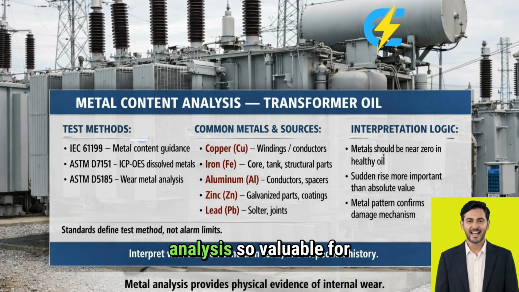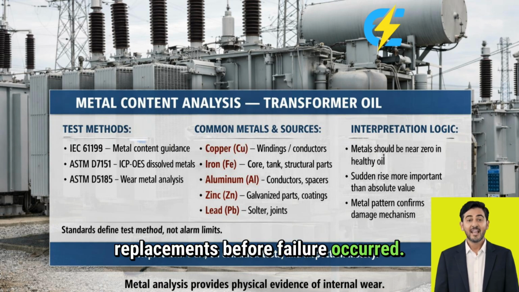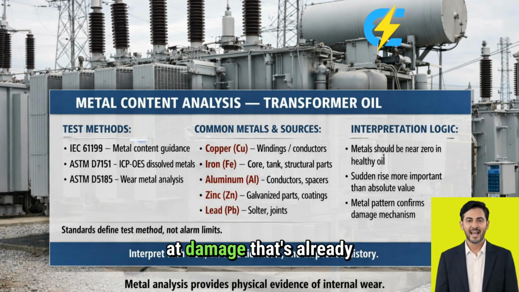Here's what makes metal analysis so valuable for predictive maintenance. Many catastrophic failures were preceded by rising copper levels that were ignored, with attention focused only on dissolved gas analysis. Engineers who caught rising metal trends early were able to schedule maintenance, replace components, or plan replacements before failure occurred. When you see rising metal levels, you're looking at damage that's already happening. This isn't a prediction of future problems. It's confirmation that internal attack or wear is occurring right now. The question becomes how fast it's progressing and what you can do about it.